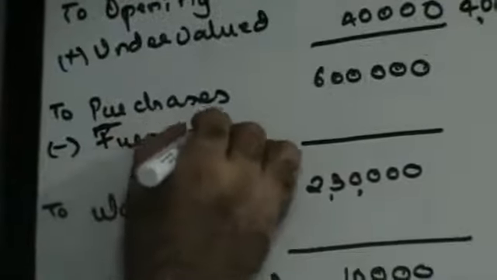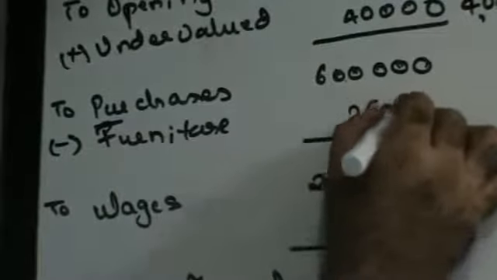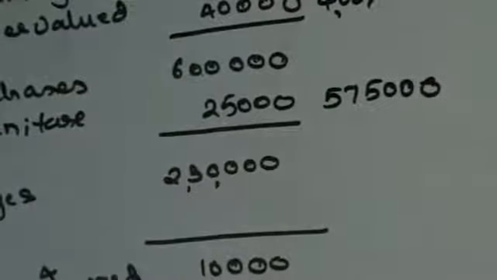Purchases include purchase of furniture of 25,000. Include, I told you, is to be deducted. So less from purchases, furniture, 25,000. So this will come to 5,75,000.